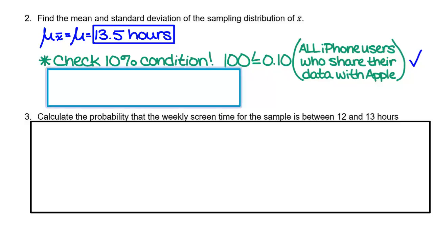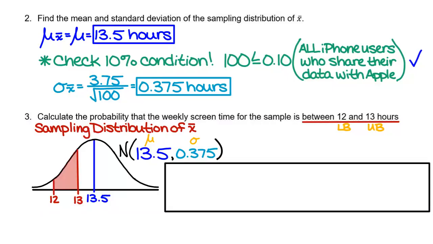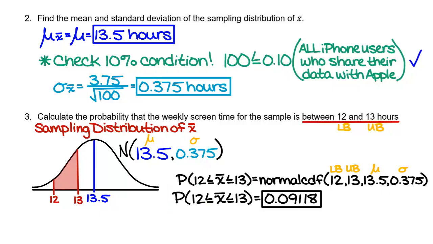What is the standard deviation here? 0.375, no rounding necessary. And so then your sketch should look like this. We're going to calculate the probability, which is the area right here between 12 and 13. So lower bound and upper bound are 12 and 13 with a mean of 13.5, standard deviation of 0.375. Normal CDF, since we know it is distributed normally. And you should get a value that is approximately 0.091, ballparkish.